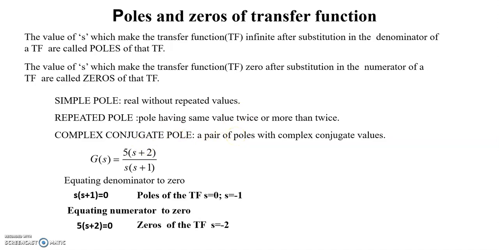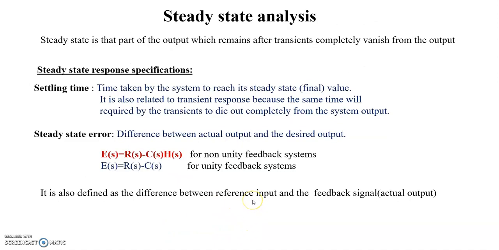So the given transfer function here is G of s is equal to 5 into (s plus 2) divided by s into (s plus 1). Equating the denominator to 0, we can get the poles of the transfer function. Equating the numerator to 0, we can get the zeros of the transfer function. So s into (s plus 1) is equal to 0, equating the denominator to 0. The poles of the transfer function: one of the poles is 0 and another one is minus 1. Next, here 5 into (s plus 2) is equal to 0, so the zero of the transfer function is s equal to minus 2.